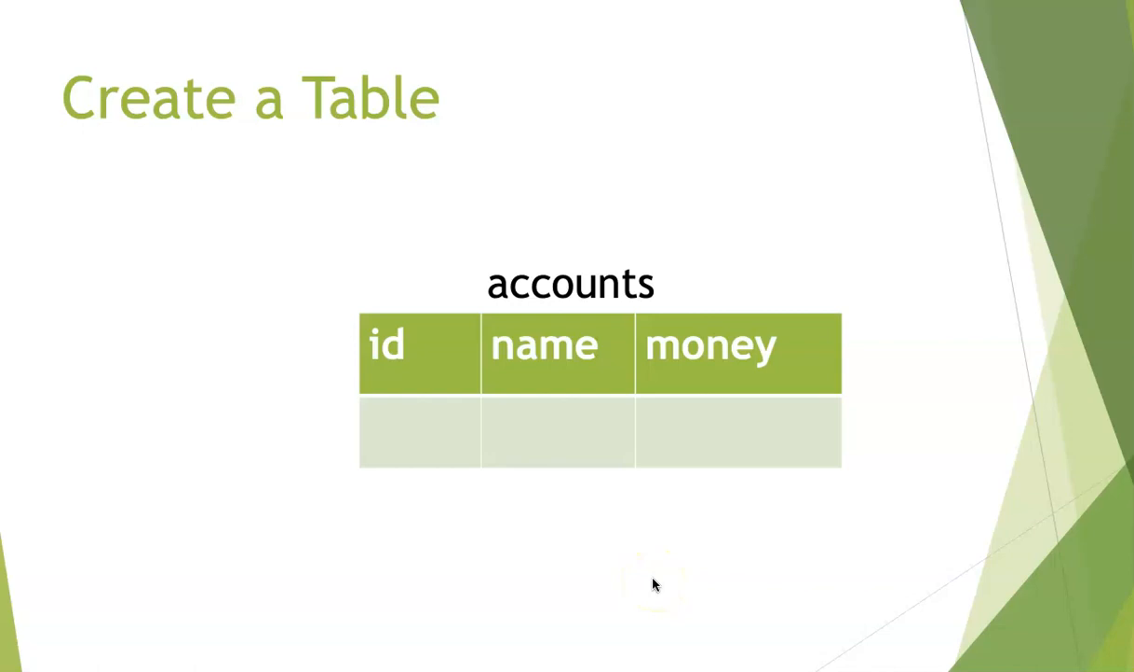A table in a database is kind of like an Excel spreadsheet where you've got headings at the top and then each row has different information that goes along with that. So let's go over to Python and see what the code will look like.